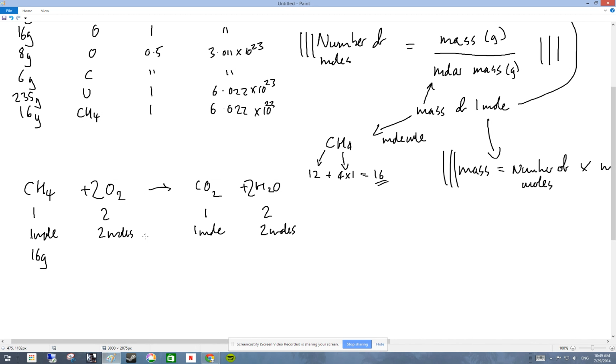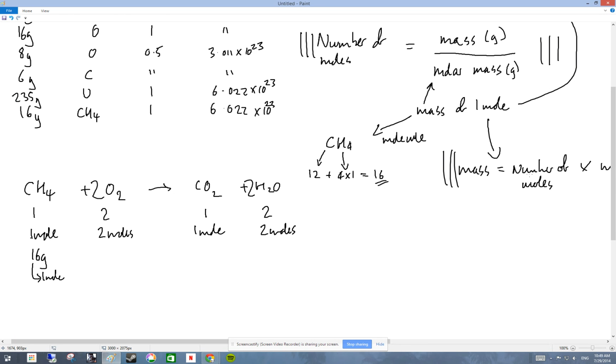So I'm going to make 2 moles, so that is 1 mole. Okay. So I've got 1 mole of methane. I'm going to need 2 moles of oxygen to react completely with that 16 grams of methane. So if we look at our equation over here, how much oxygen do we need?